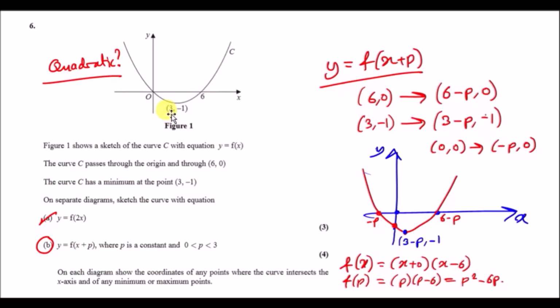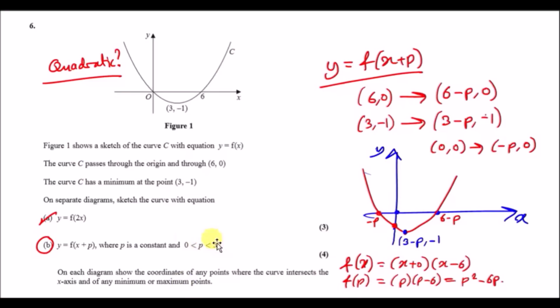If you're at 3 over here, you're going to minus 3 by p, so you'll be at 3 minus p. Again, if you're at the origin, you're going to go from 0 to 0 minus p, or just minus p. Now, that's what you have to do so far. Now, to sketch it accurately, this is why you have this interval for p.